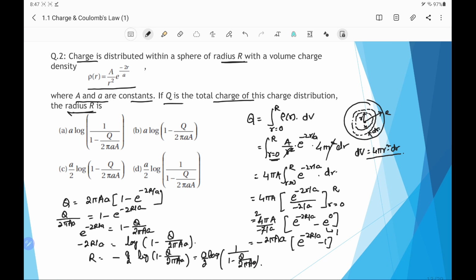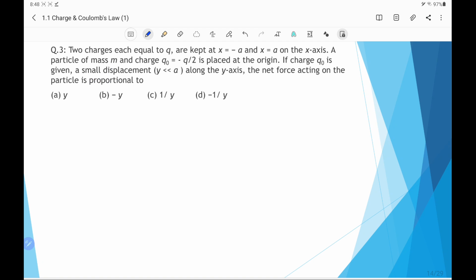So we can say option D is the correct option. Question 3: two charges each equal to q are kept at x equal to minus a and x equal to a on the x-axis.